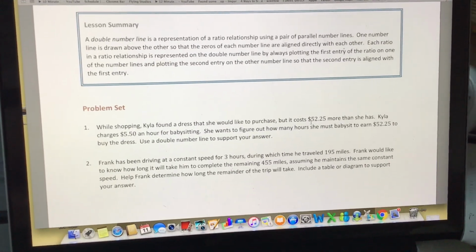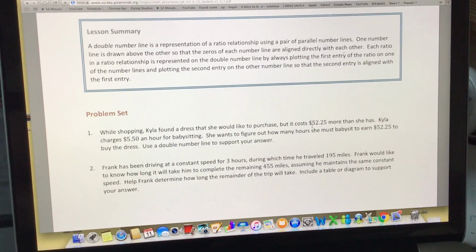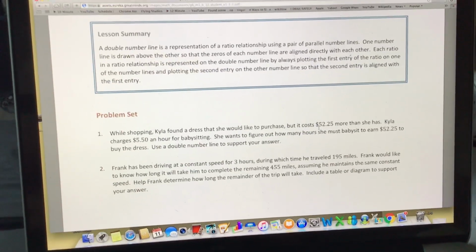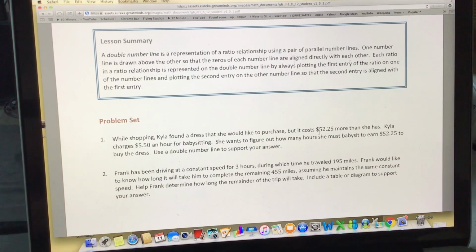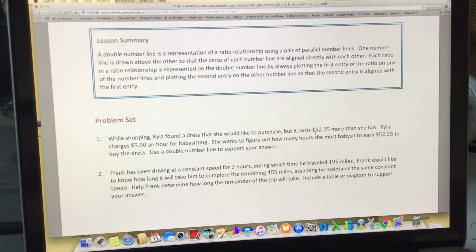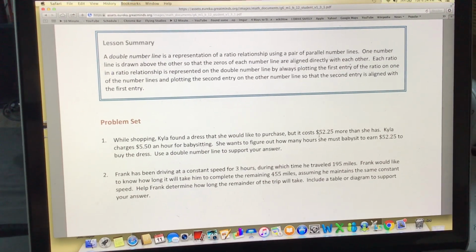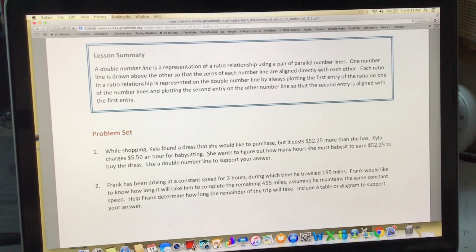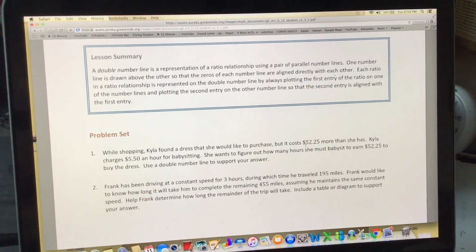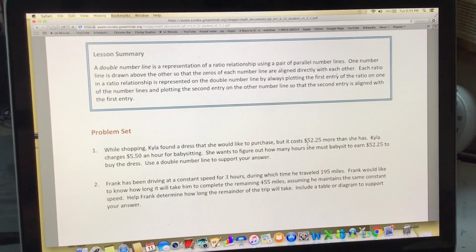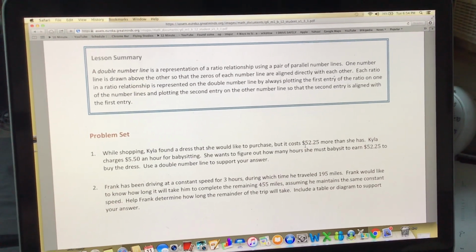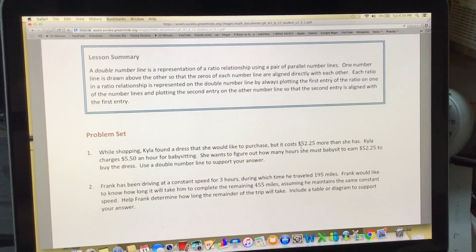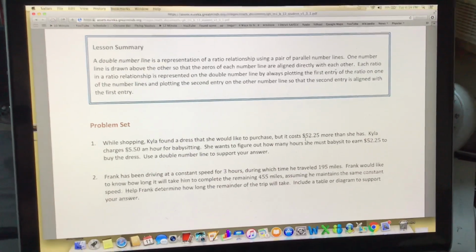Lesson summary. A double number line is a representation of a ratio relationship using a pair of parallel number lines. One number line is drawn above the other so that the zeros of each number line are aligned directly with each other. Each ratio in a ratio relationship is represented on the double number line by always plotting the first entry of the ratio on one of the number lines and plotting the second entry on the other number line so that the second entry is aligned with the first entry. So that's what I taught you guys today.